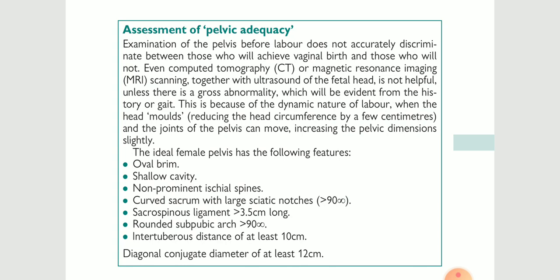So if all these features are present in a pelvis, then we can say that this lady is going to have a normal birth. But in that condition, the fetal size should not be too big, and the fetus should not have fetal abnormalities like oligohydramnios, macrosomia, or hydrocephalus. If the fetal size is normal, then this pelvis is very good for the delivery.